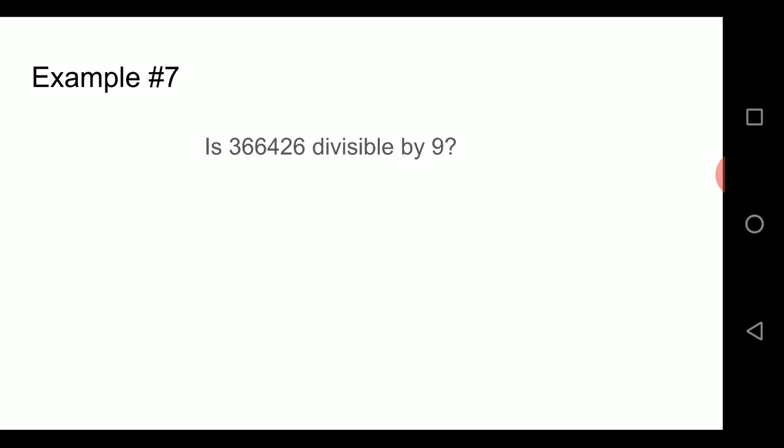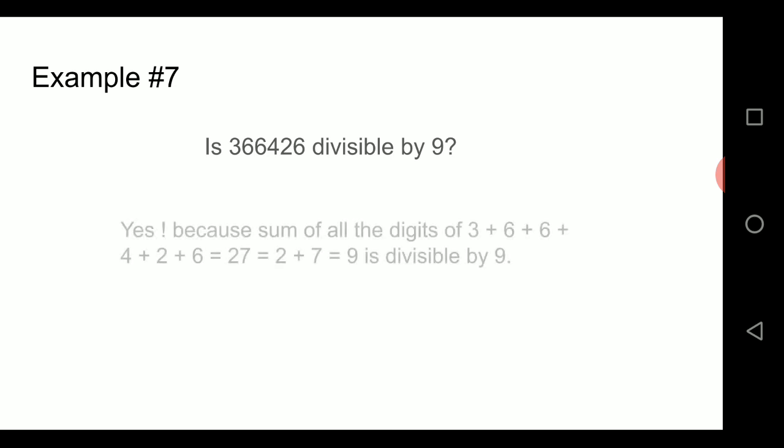Okay, so let me do the computation here. 3 plus 6 is 9. 9 plus 6 is 15. 15 plus 4 is 19. 19 plus 2 is 21. 21 plus 6 is 27. I guess 27 is divisible by 9.